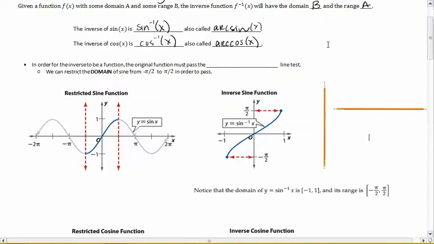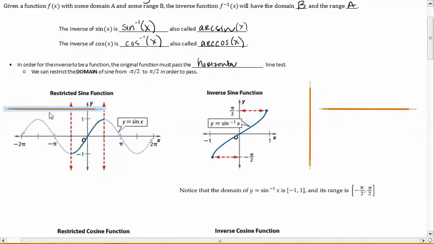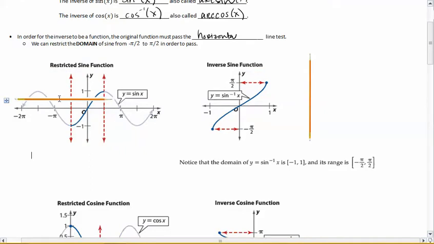So in order for the inverse to be a function, the original function must pass the horizontal line test. You guys remember this from chapter 1 where we said a standard function is a function if it passes the vertical line test. That function's inverse will also be a function if it passes the horizontal line test. So we take our pencil, we say, do we have more than one value? And if we look at this sine function, well, it doesn't pass the horizontal line test everywhere.